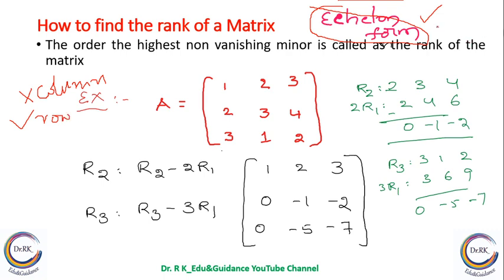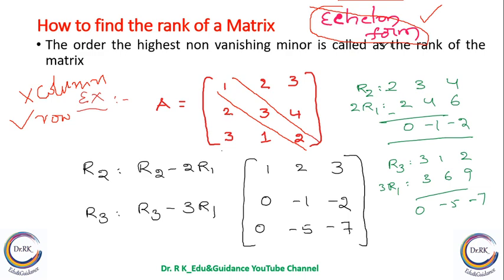So we have to convert this matrix into one form that is called the echelon form. So what is this echelon form? Now we know these are the principal diagonal elements, right? This is called the principal diagonal.